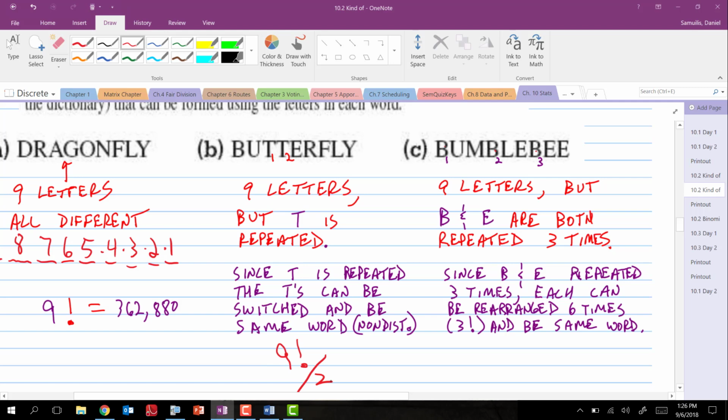But it's even more than that. You're supposed to divide by 2 factorial. What? Calm down. What's 2 factorial still? It's still 2. And I'll show you why it's 2 factorial because of the next one.